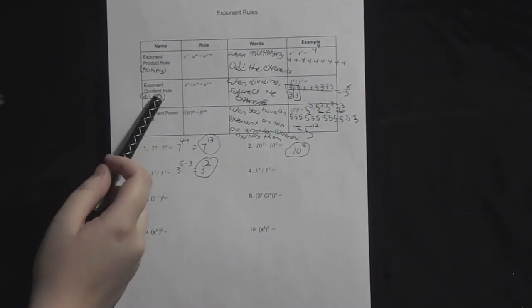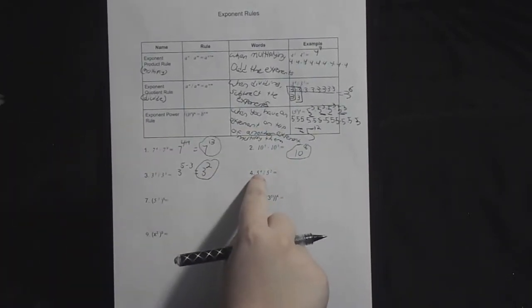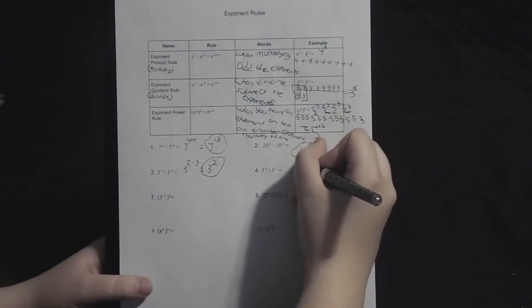And over here, when I come back to another division one, I go back to the quotient rule. And the exponent quotient rule is when dividing, you subtract the exponents. So 5 to the power of 4 divided by 5 to the power of 2 is 5 to the power of 4 minus 2, which is 2. So the answer is 5 squared.